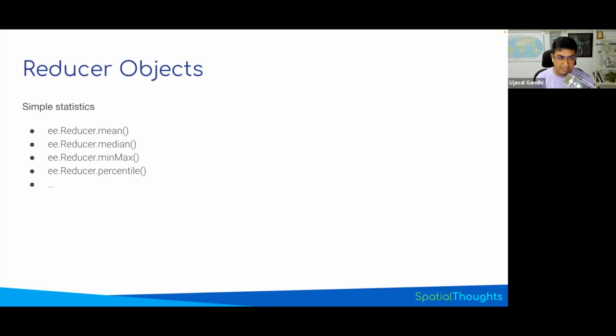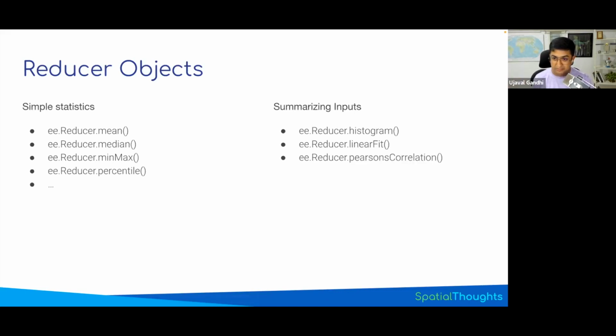Right? There are other categories of reducers which are doing more complex summarization. So things like ee.Reducer.histogram. You give it all the pixels in an image and it'll give you the count of pixels per bin, per category. Right? So you can compute that. That's also a reducer. There are reducers that can do linear regression. So this reducer will give you the best fit line between the X and Y values. Reducers are also used for computing correlations and things like that, right? So again, two broad kinds of categories.